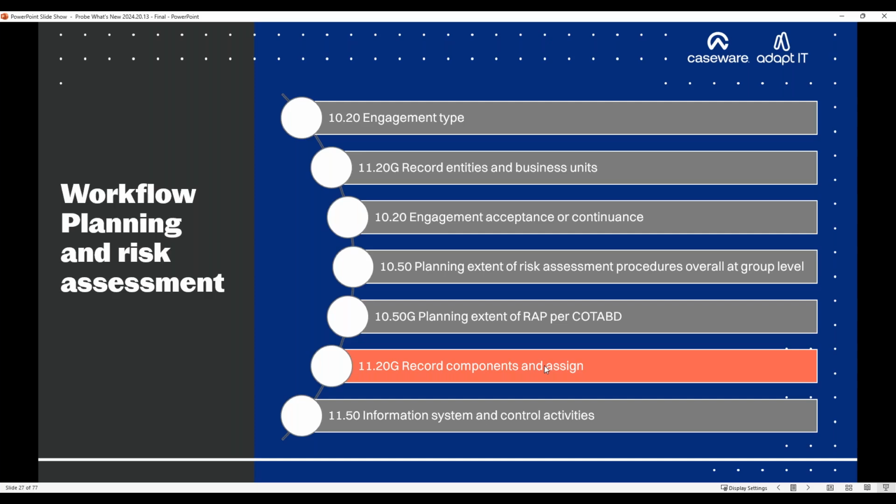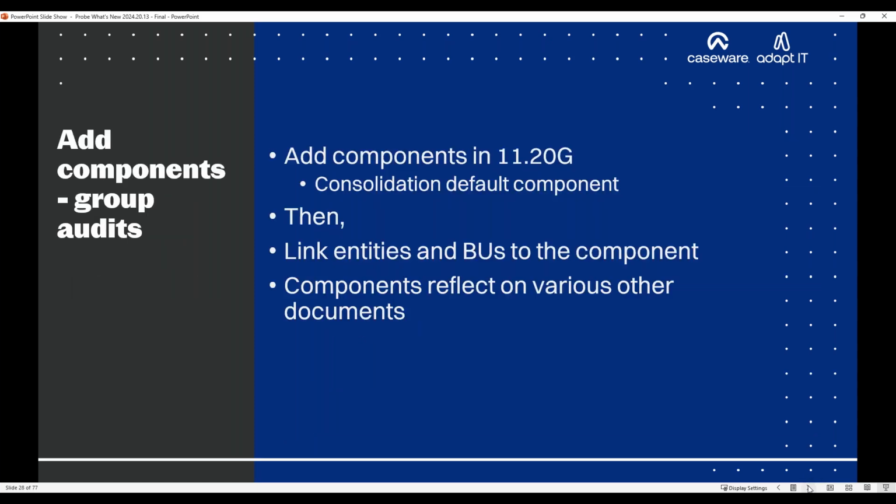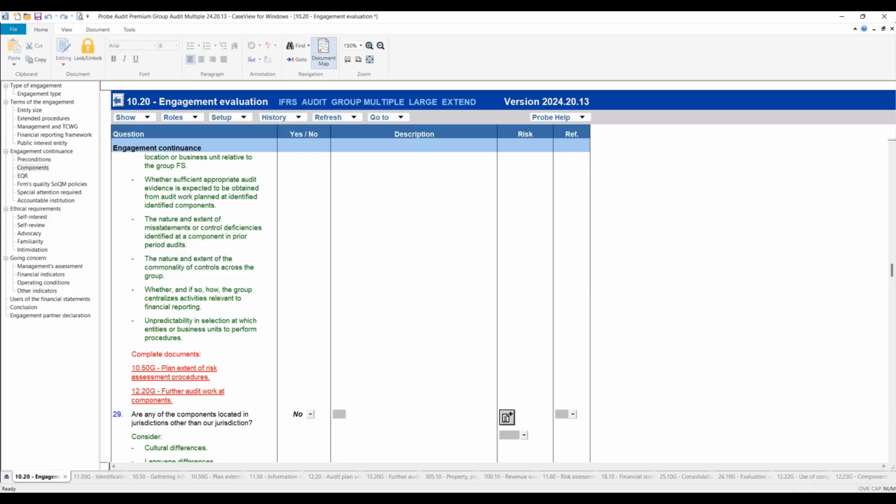So now I go back to 1120G and record the components and assign them to entities. What does that mean? I'll show you in the document just now as well. I'll add components, and remember we'll have a default consolidation component for all the work that's done at consolidation, and then link the entities and business units to the components. Just to note, this is the place where you will document your components. The components will then flow through and reflect on all the other documents. So we really get to the point of recording something once, and then it flows through to the rest of the document. It's just about where you are recording it. That is maybe something to just learn.